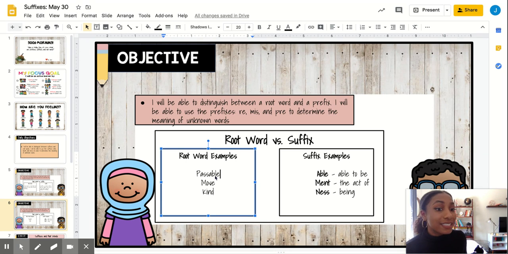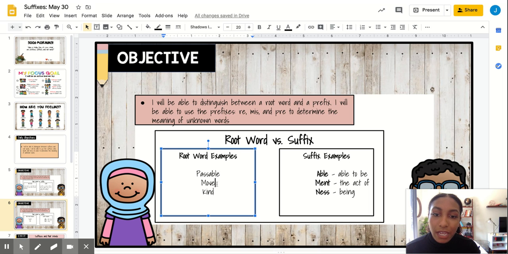Maybe something is impassable. Impassable means that you cannot pass it. Remember our prefix im? But since it's just able at the end, passable means that you're able to pass it. You might be in a canoe going on a stream, and you get to a tricky part, but it turns out that it's actually passable and you're able to move through it.